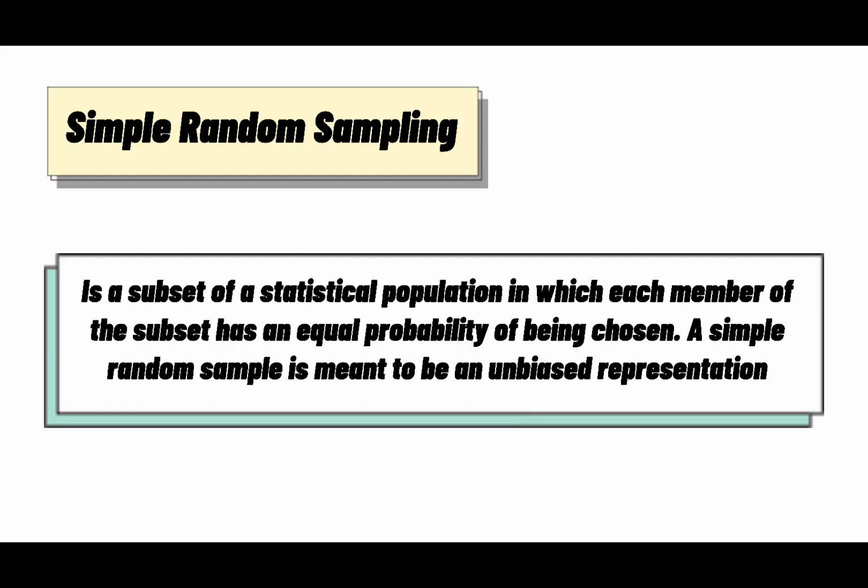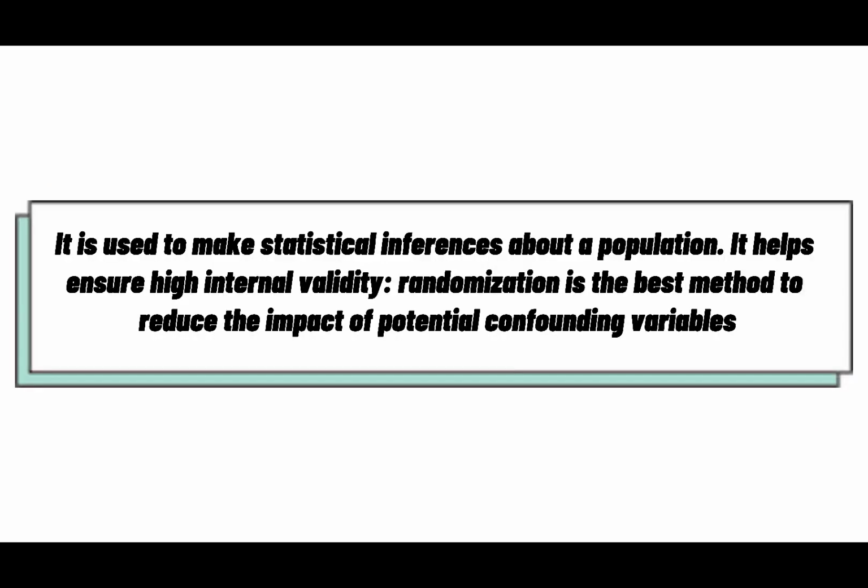Probability sampling. Simple random sampling is a subset of a statistical population in which each member of the subset has an equal probability of being chosen. A simple random sample is meant to be an unbiased representation. It is used to make statistical inferences about a population. It helps ensure high internal validity. Randomization is the best method to reduce the impact of potential confounding variables.